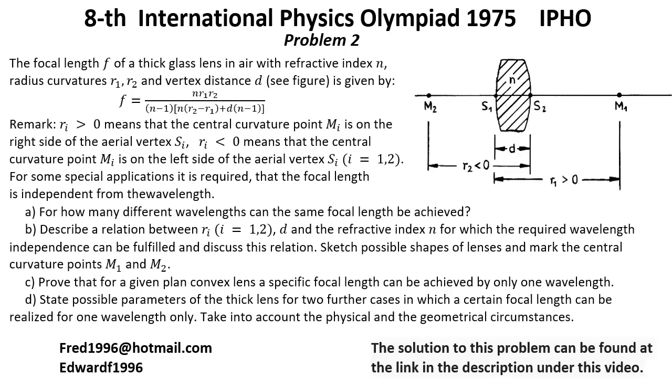Question C. Prove that for a given plano-convex lens, a specific focal length can be achieved by only one wavelength. Question D. State possible parameters of the thick lens for two further cases in which a certain focal length can be achieved for one wavelength only, taking into account the physical and the geometrical circumstances.